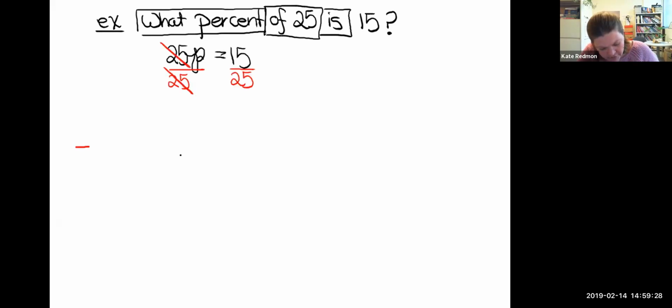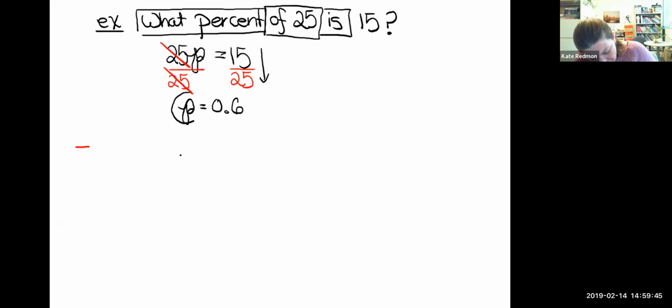On the left-hand side, multiplying and dividing by 25 cancels so that my P is alone just like I wanted. And on the right-hand side, remember to go in the exact order when you type into your calculator. That fraction bar is a divide by sign. So 15 divided by 25 is 0.6.